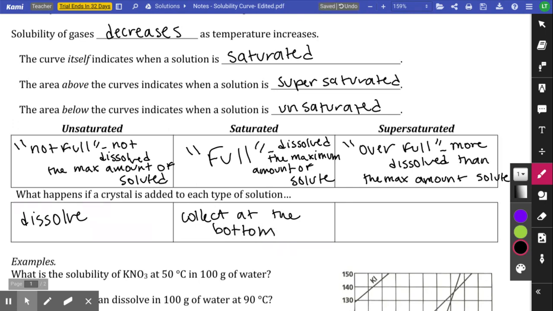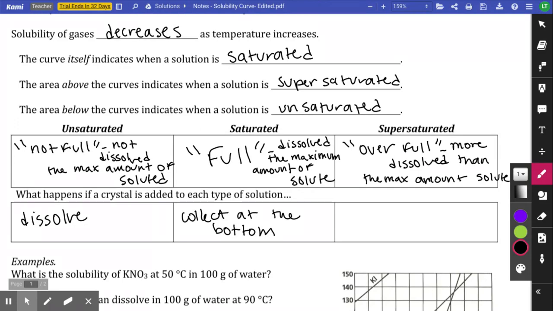So adding stuff to the bottom does not make it a supersaturated solution. Like having sugar at the bottom is not a supersaturated solution. That is a saturated solution with undissolved solute at the bottom. It's not supersaturated if it's collected at the bottom. It's only supersaturated if it is actually dissolved. So it would just basically collect at the bottom if you added more.